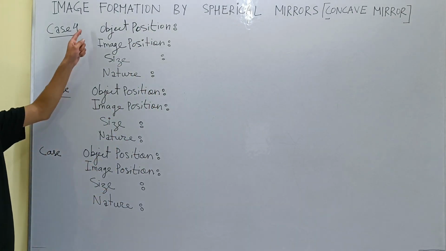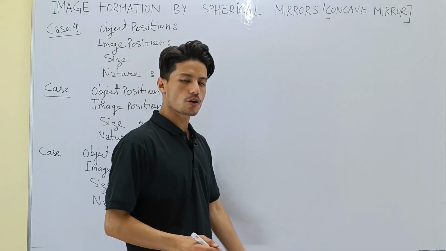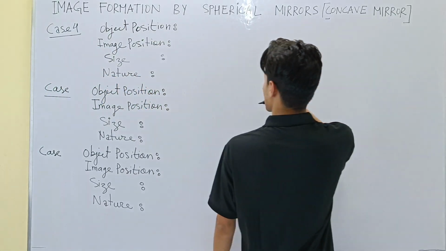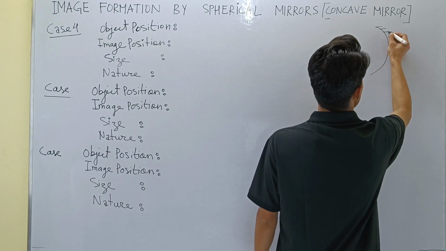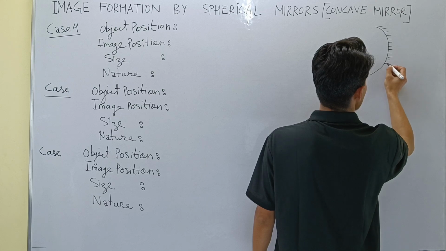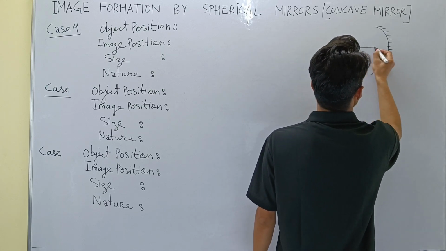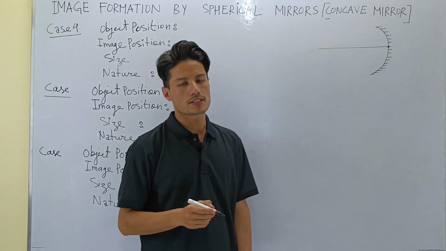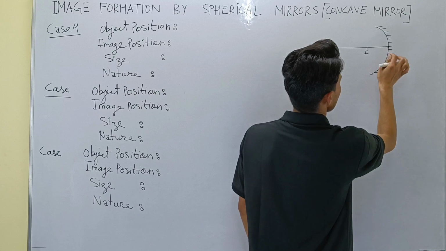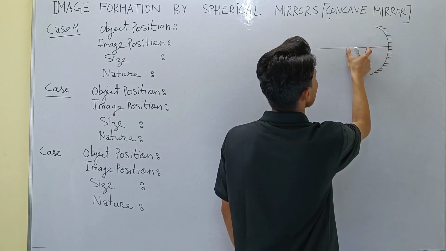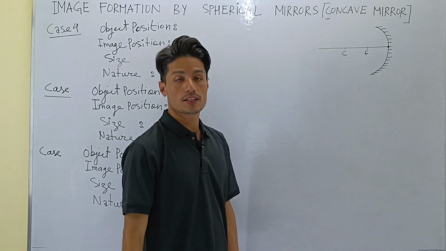Now at case 4, the object will have moved closer. In case 3, the object was at C. Now let us draw the ray diagram for case 4. Let us draw the concave mirror here with the pole. This is the principal axis. After drawing the principal axis, you know what to do. Draw the focus, take exactly the same thing and mark your curvature. Then it will be correct.